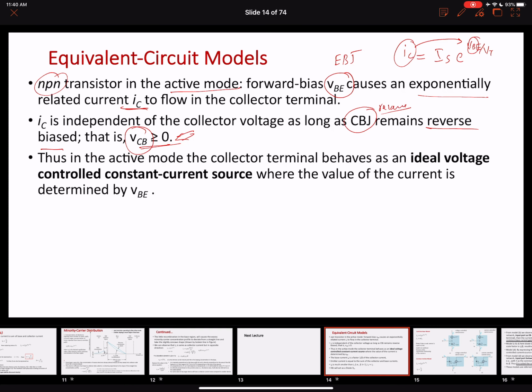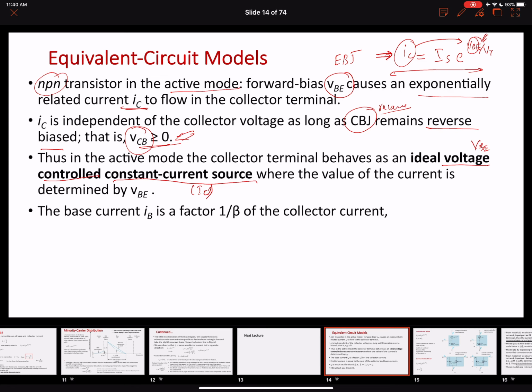So in this active mode of operation, just by looking at this equation, we can realize that the current flowing in the collector terminal, IC, can be controlled by VBE, the biasing voltage. So we can operate this as a constant current source controlled by the voltage VBE, a voltage controlled constant current source.